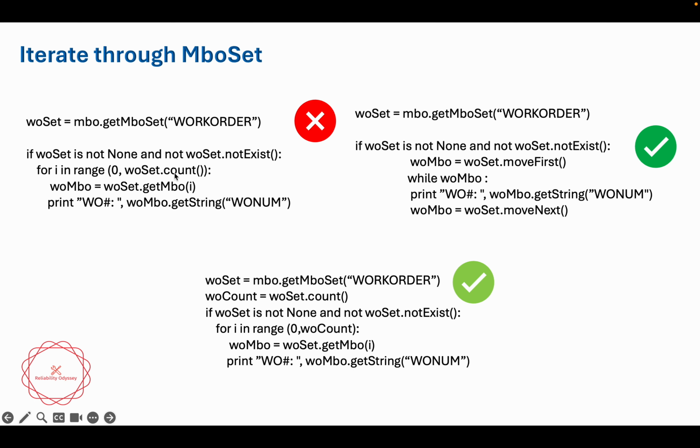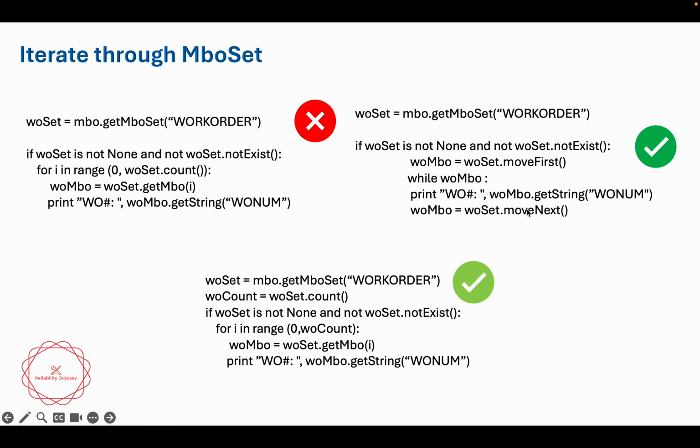wset.count actually fires select count star from the work order table and fetches the count, and you know the count is a costly operation in the database, where it will traverse the whole table and then give you the count. So we should not be doing wset.count, but the recommended way of doing this is that you should use move first.